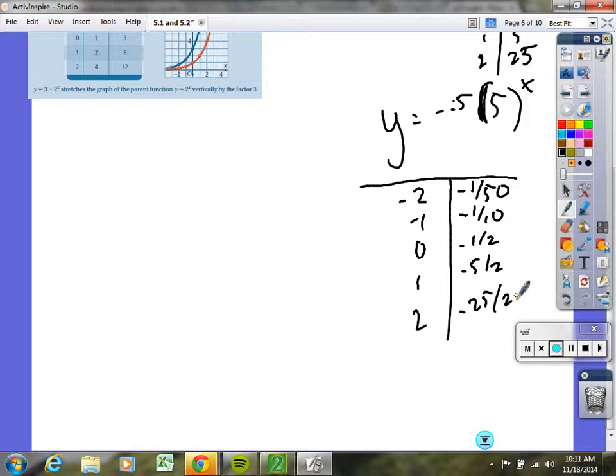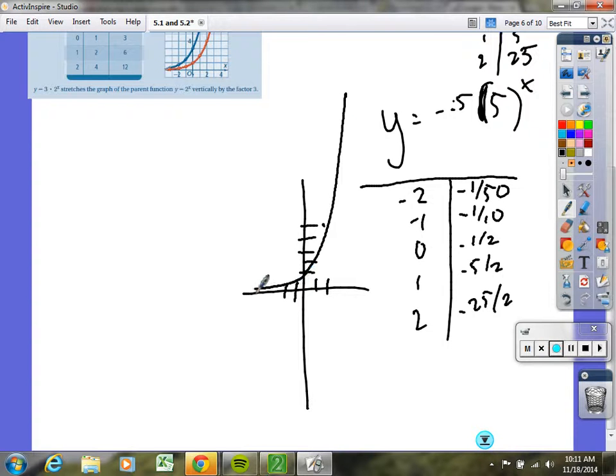So if we look at the graph now, here it is originally, just to give you an idea. Here's our parent function, just to give you an idea. And here is what the graph looks like now.